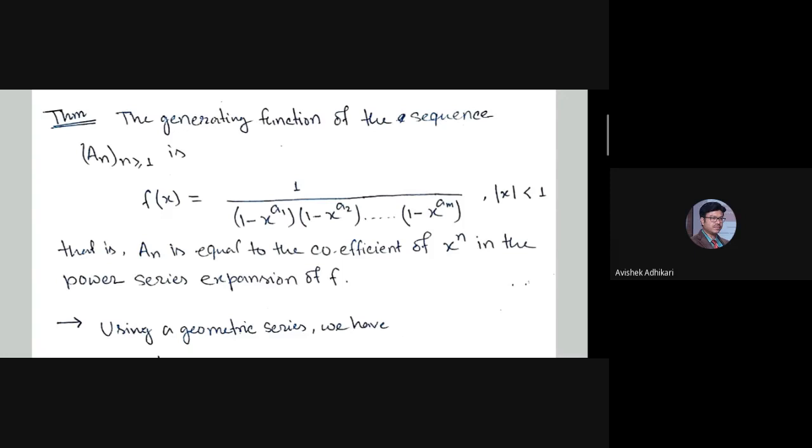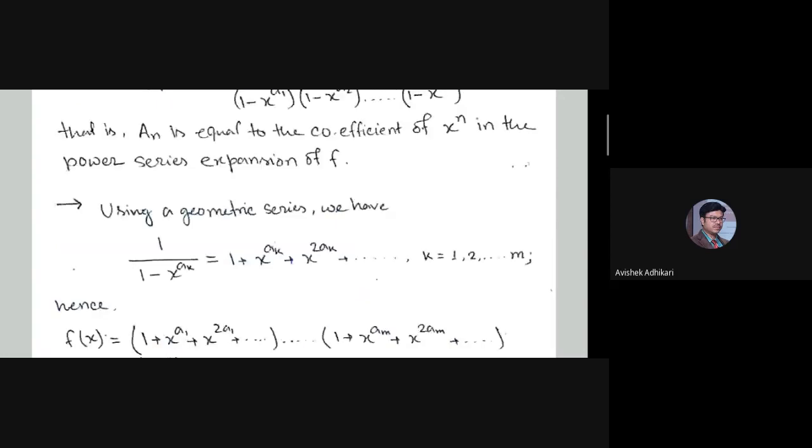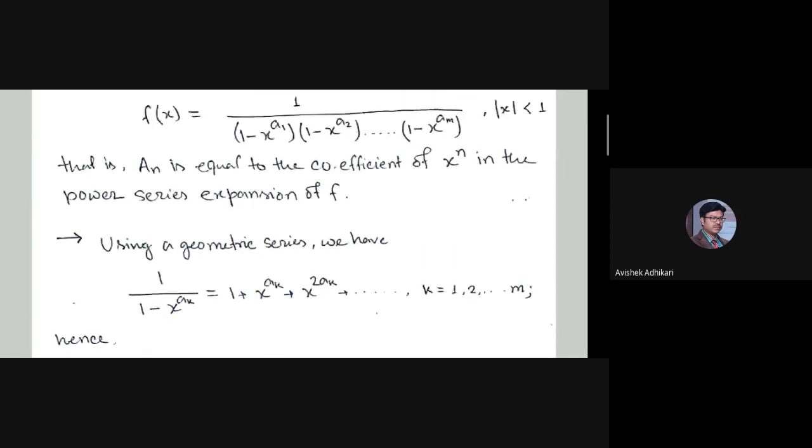So using a geometric series, we have 1 / (1 − x^ak) = 1 + x^ak + x^(2ak) + ..., something like that, where k equals 1 up to m. Hence we can write f(x) like this: (1 + x^a1 + x^(2a1) + ...)(1 + x^a2 + x^(2a2) + ...) and so on up to m.